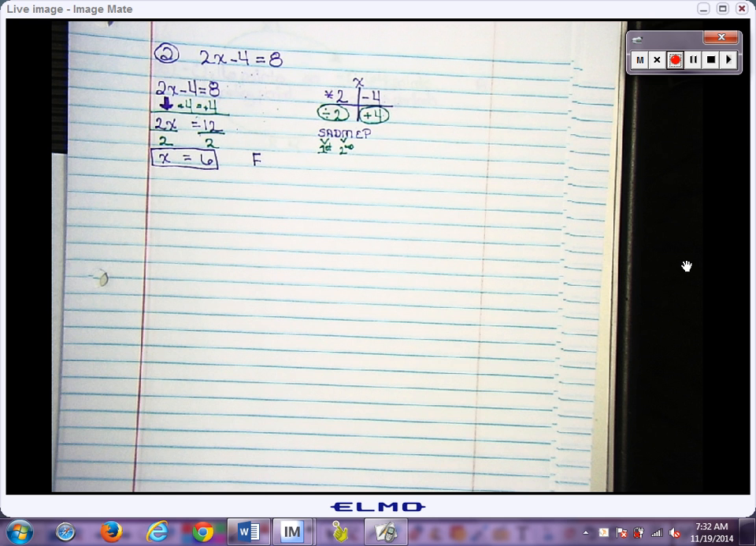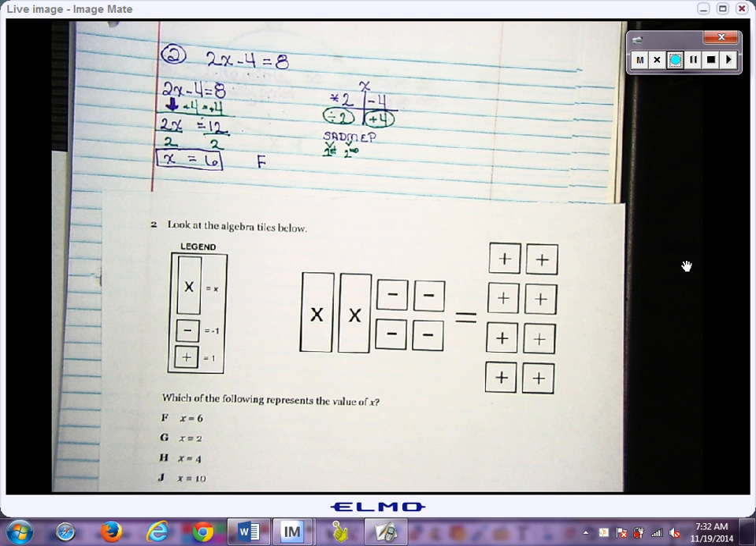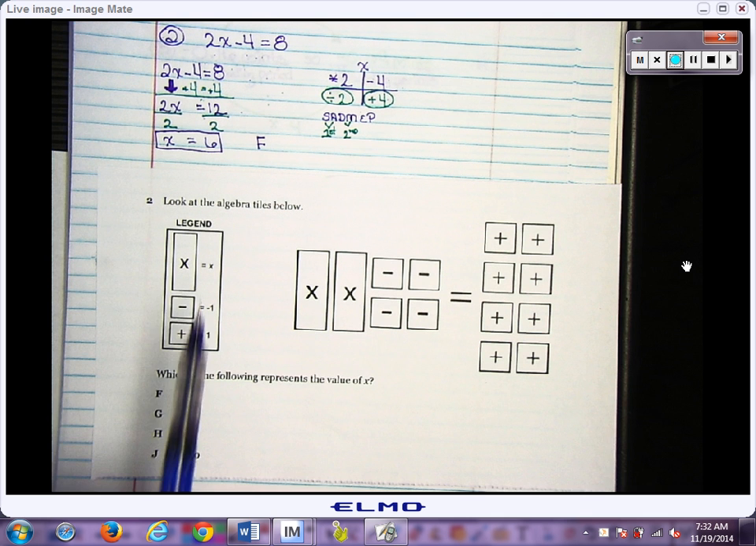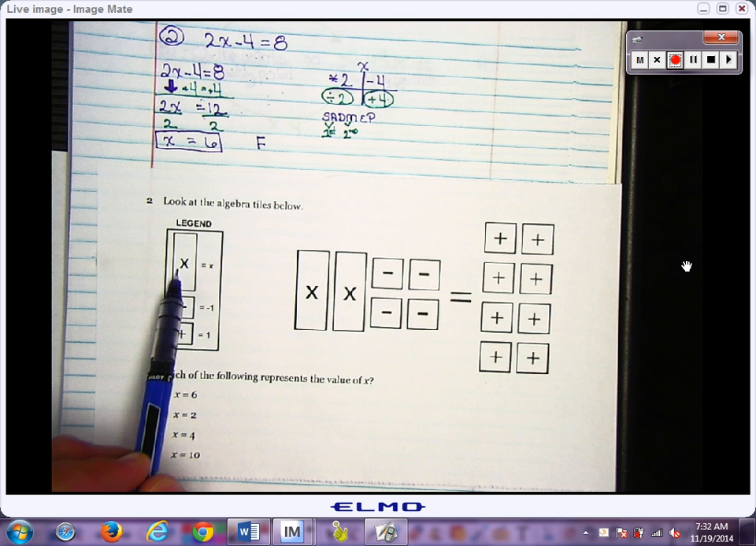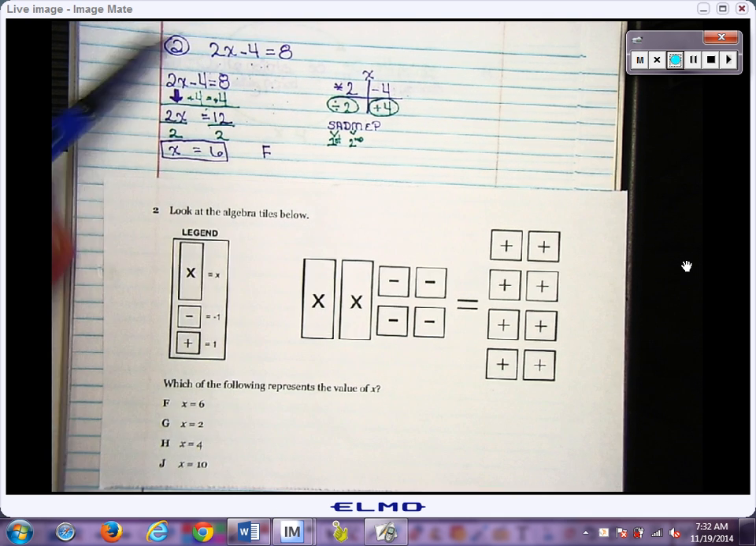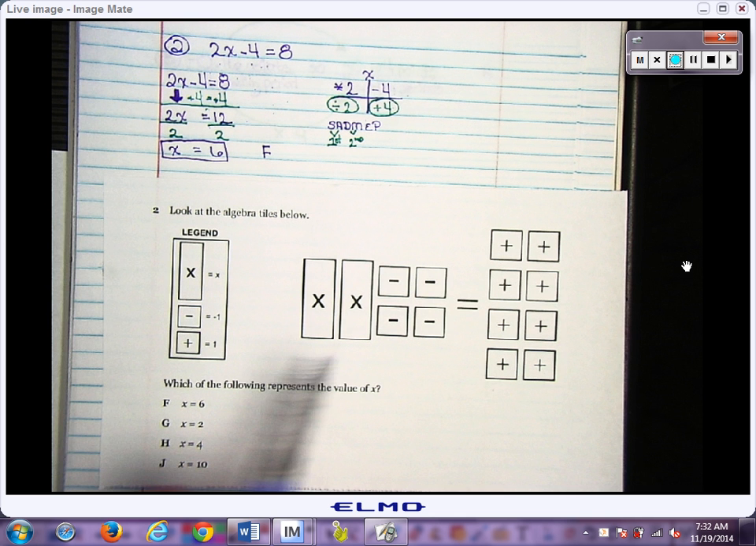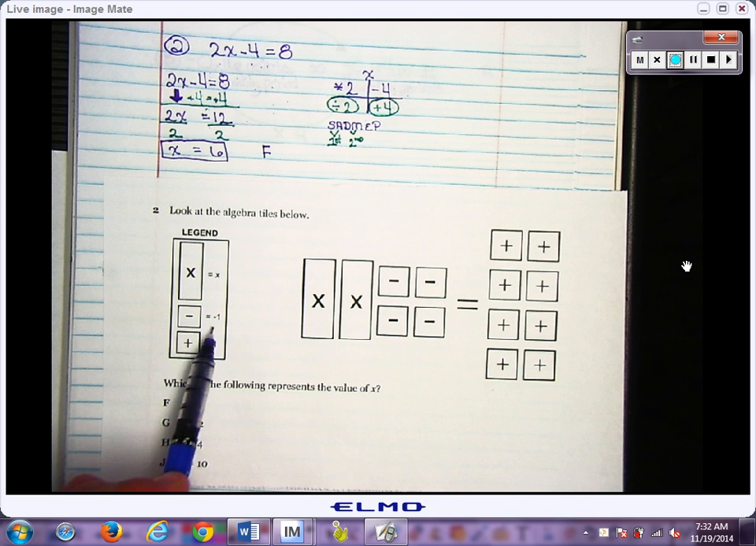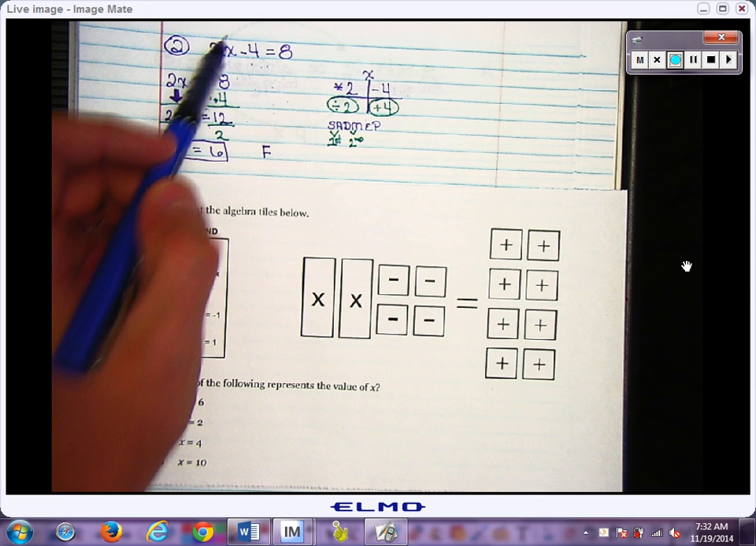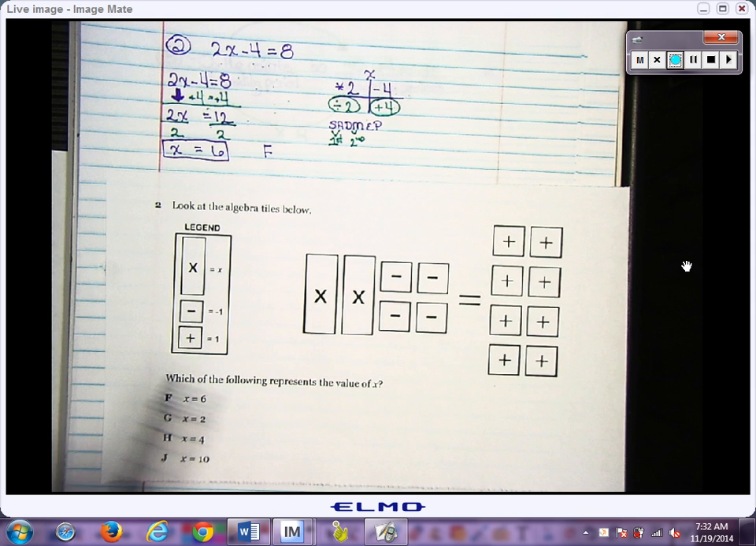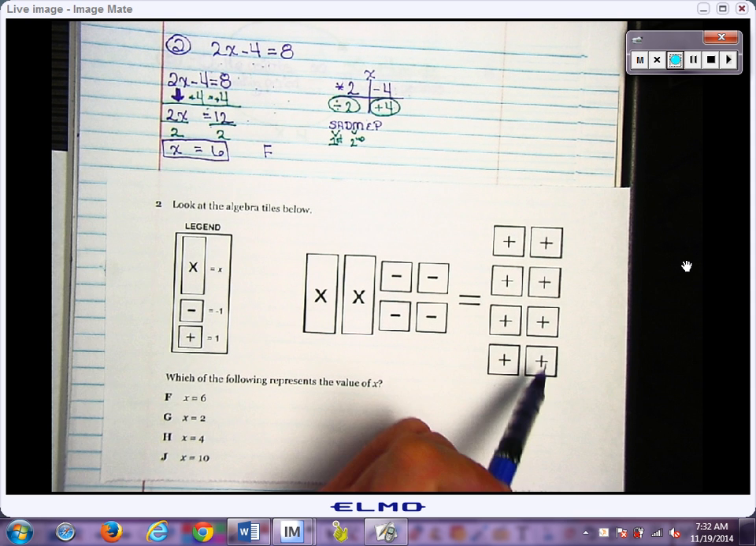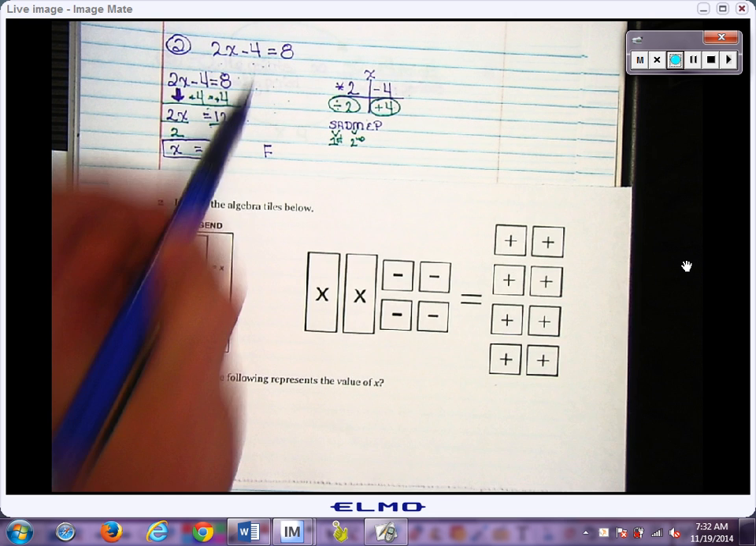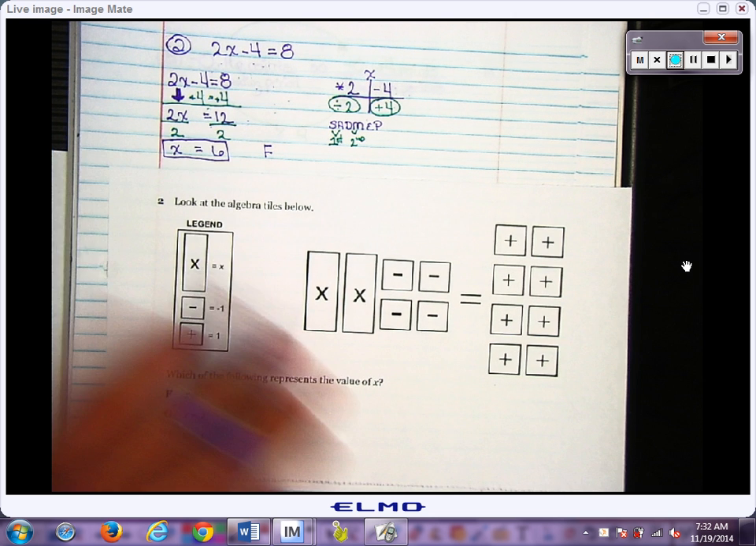The second one had to do with this algebraic equation shown as a picture. You can identify here that one of these bars is an x, so two of these is 2x, like we have here in the equation. You have 4 minus signs, which stand for negatives. So collectively, these 4 are negative 4, or minus 4. They equal 8 of these plus boxes, which are positive ones, so a positive 8.